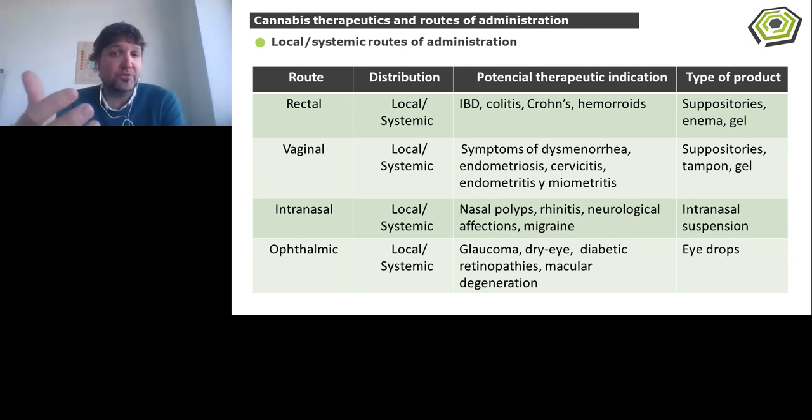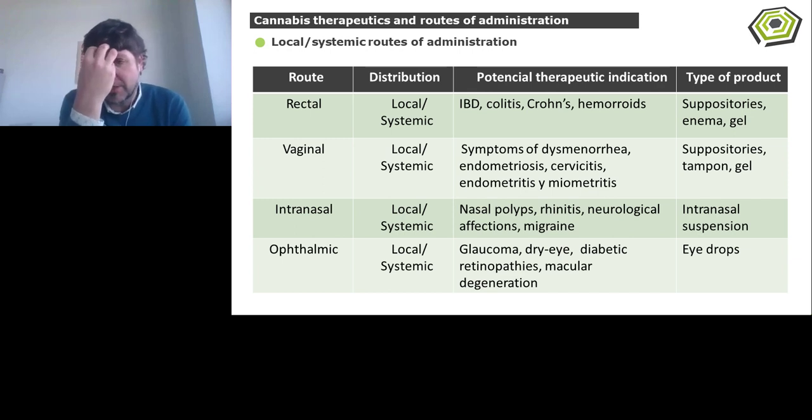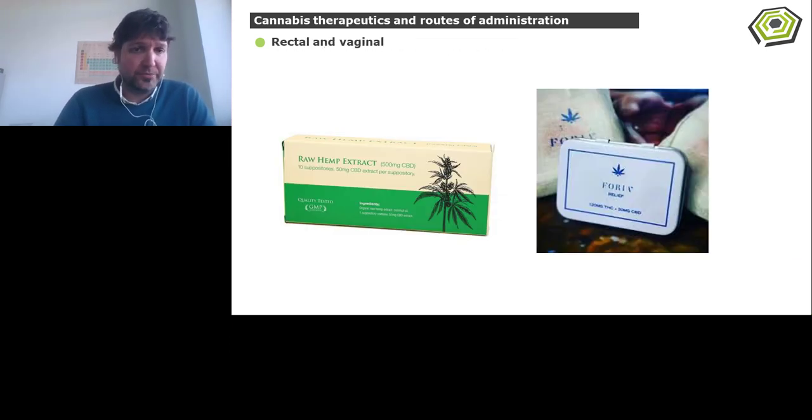Intranasal, of course, will be a route of administration that allows CBD or THC to get to the blood, but also could be used for nasal diseases such as rhinitis or neurological affections, migraine, always with a local focalized distribution. And also ophthalmic, through the cornea and the iris mucosa. Drugs can also get to the blood, but this will also be aligned with some potential indications for cannabinoids, such as reducing the intraocular pressure in glaucoma. The formulation in this case could be eye drops, for example.